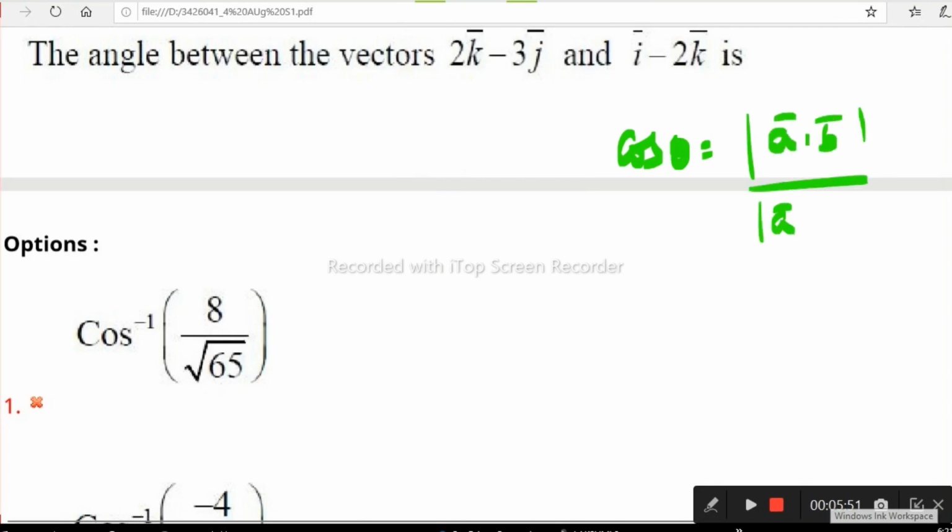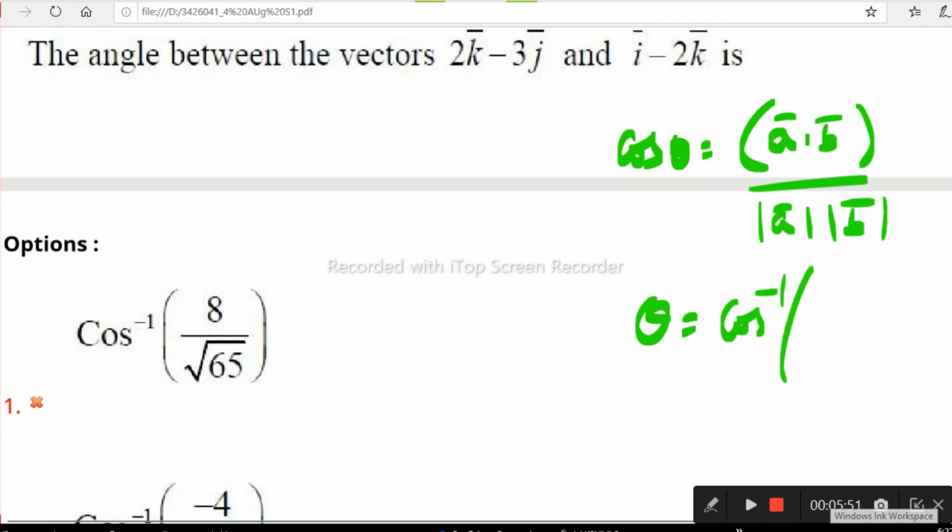Actually we use the modulus for an acute angle. If it's not an acute angle, he is not asking for an acute angle here, that's why there is no need to use a modulus. Just we can use a dot b by mod a mod b. So in the case of an acute angle, we can use a modulus. From this, we can take theta as cos inverse of a dot b by mod a mod b. This is the formula we are using here, right?